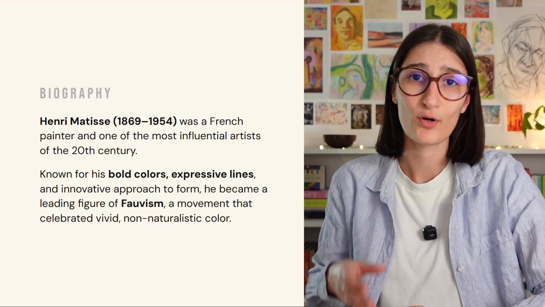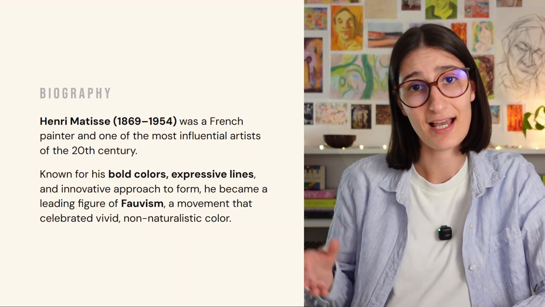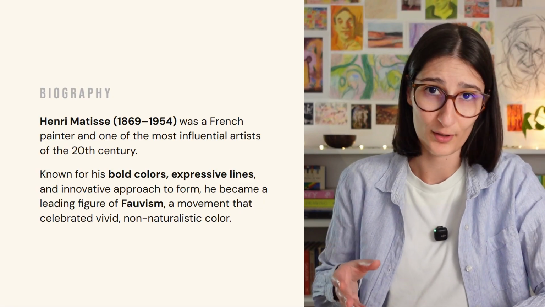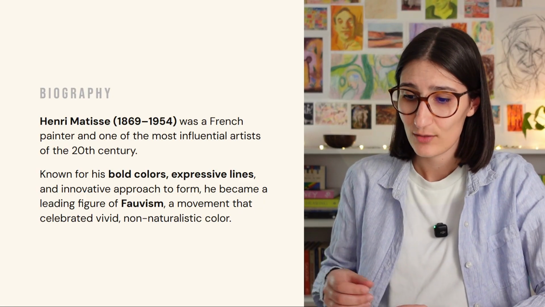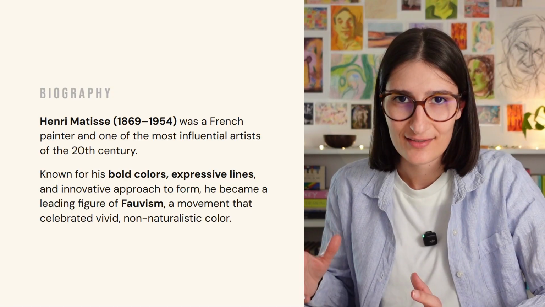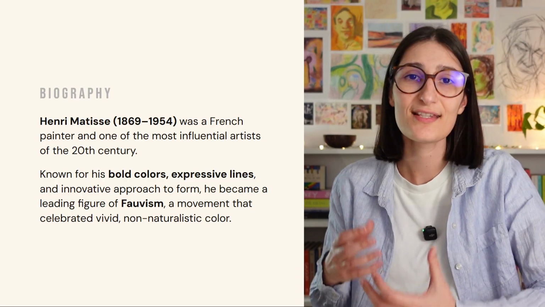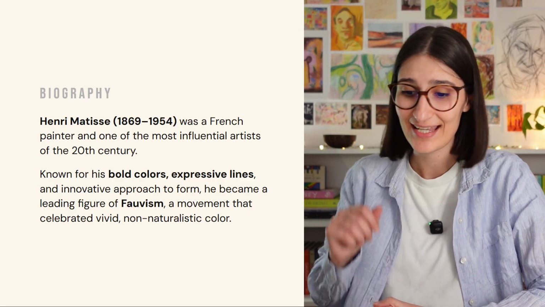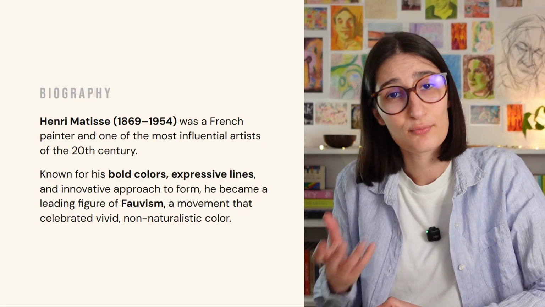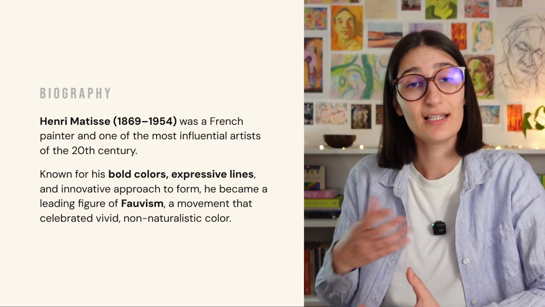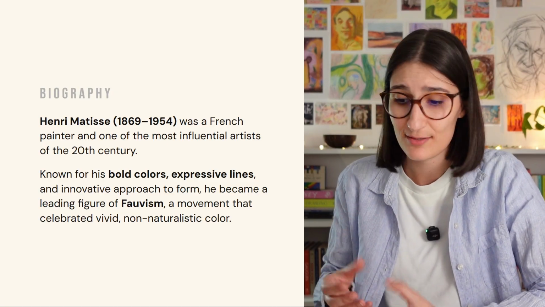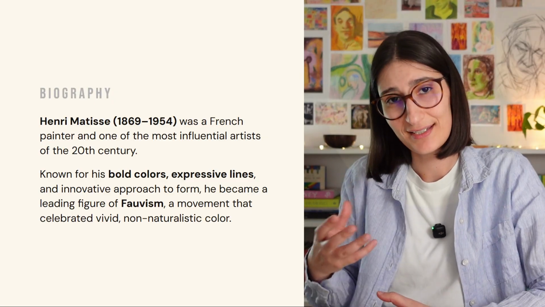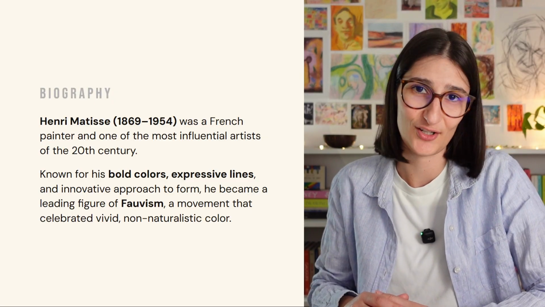Henri Matisse was born in 1869 and he died in 1954. He was a French painter and one of the most influential artists of the 20th century. He's known for his bold colors, expressive lines, as we're going to see next, and an innovative approach to form. He became a leading figure of the movement Fauvism, a movement that celebrated vivid, non-naturalistic colors.